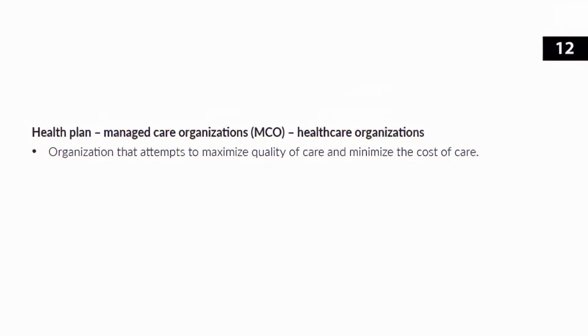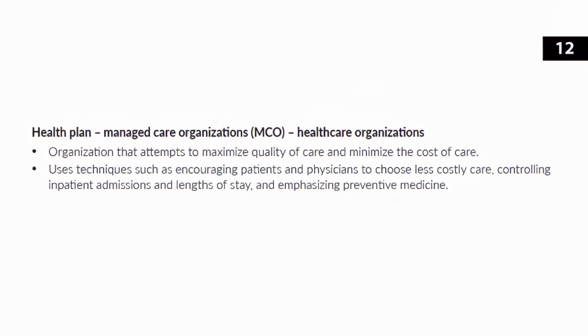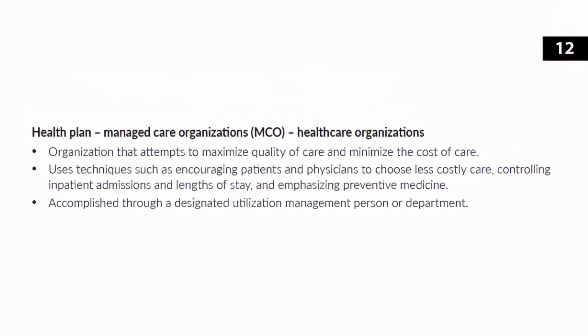So now there are more complex, bigger entities like managed care organizations, or MCOs, or healthcare organizations. You can also group accountable care organizations in here. These are organizations that attempt to maximize the quality of care and minimize the cost of care. They use techniques such as encouraging patients and physicians to choose less costly care, providing recommendations regarding inpatient admissions and lengths of stay, and emphasizing preventive medicine. These things are all accomplished through a designated utilization management person or department.